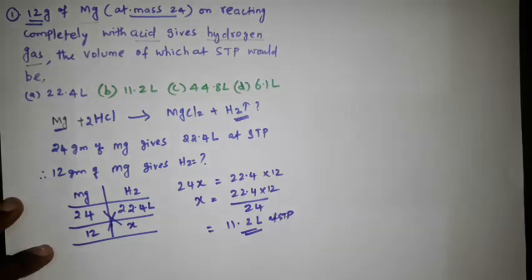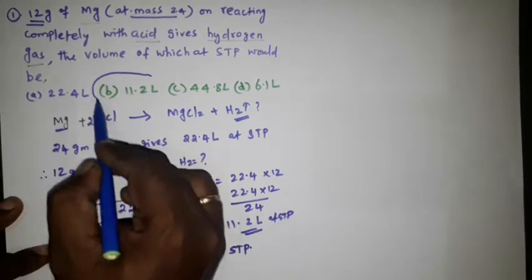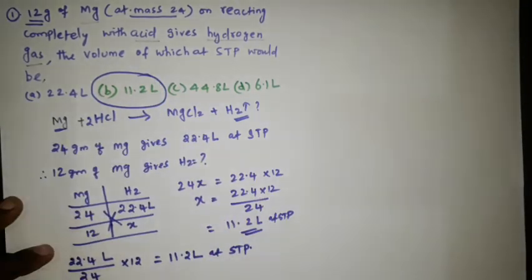Or you can use another method, that is, 22.4 liter we are getting from 24 gram. Then for 12 gram, how much? So here also you will get the answer 11.2 liter at STP. Now check the option which is correct. Option B is the right answer. So hope you understood question number 1.